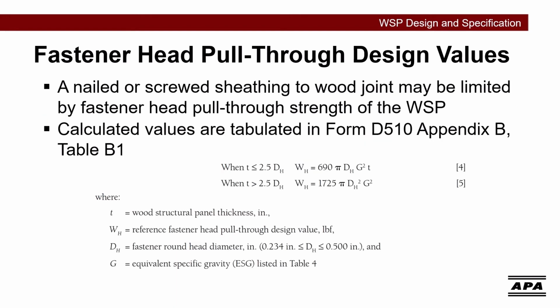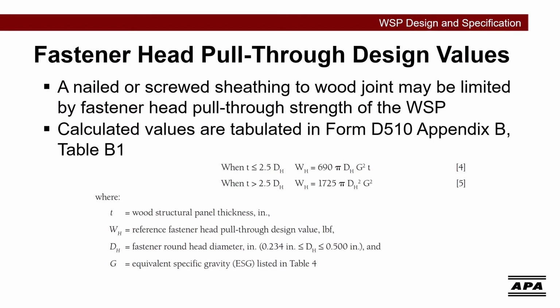A nailed or screwed sheathing to wood joint may be limited by either fastener withdrawal from the lumber or by fastener head pull-through strength of wood structural panels. Equation 4 or 5 may be used to estimate fastener head pull-through design values. Which equation is used depends on the ratio of the panel thickness to the fastener head diameter. Equation 4 is used when wood structural panel thickness is less than or equal to 2.5 times the fastener round head diameter. If the wood structural panel thickness is more than 2.5 times the head diameter, equation 5 is used. Units of W are pounds and the value needs to be multiplied by all adjustment factors.